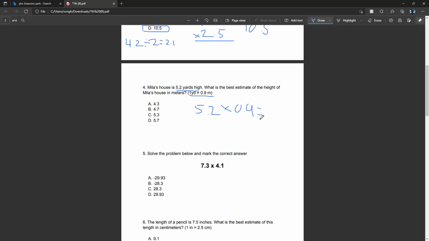So then you should get, that's 18, 45, 8, 4, 6. And if you round it, you should get B, 4.7. Because the 6 rounds up to a 7.